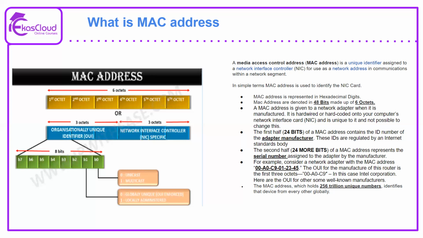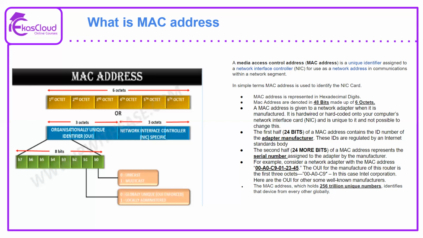And again, the MAC address is made up of two parts. The first portion, which is the 24 bits, denotes which manufacturer has manufactured this particular NIC card. So the first 24 bits of the MAC address denote the ID number of the adapter manufacturer. These IDs are regulated by an internet standards body. The second half, which is the 24 more bits of the MAC address, represents the serial number of the device assigned to the adapter by the manufacturer.